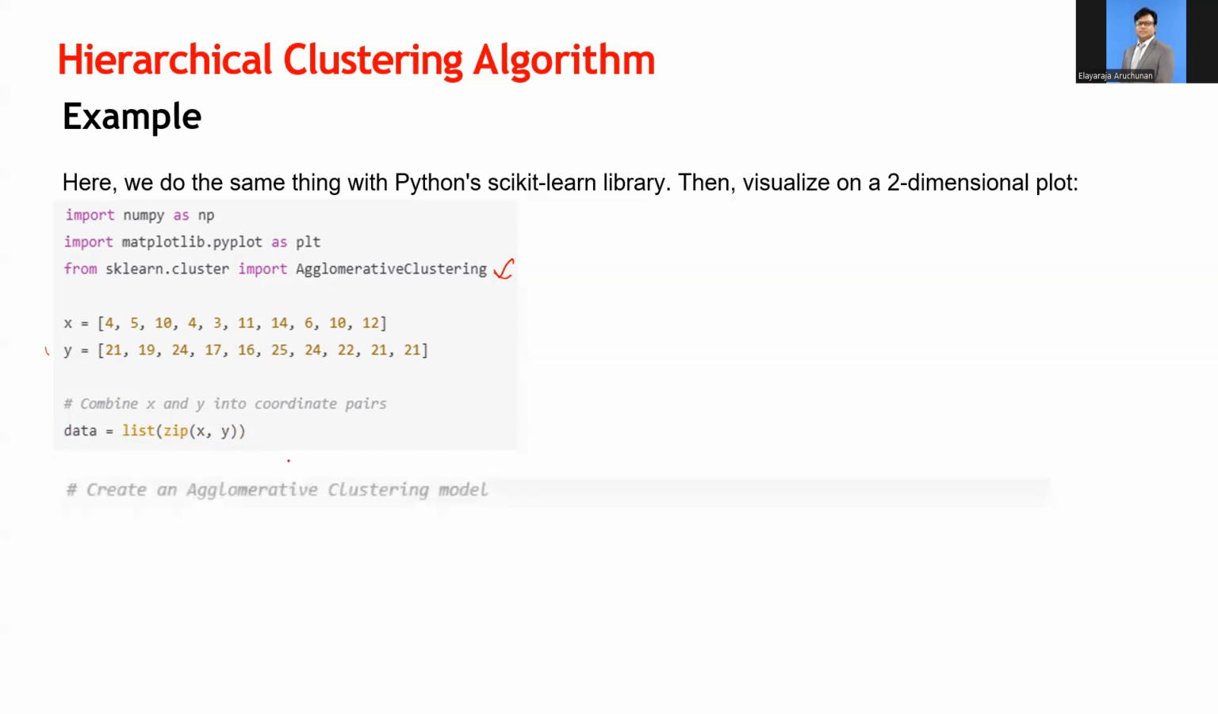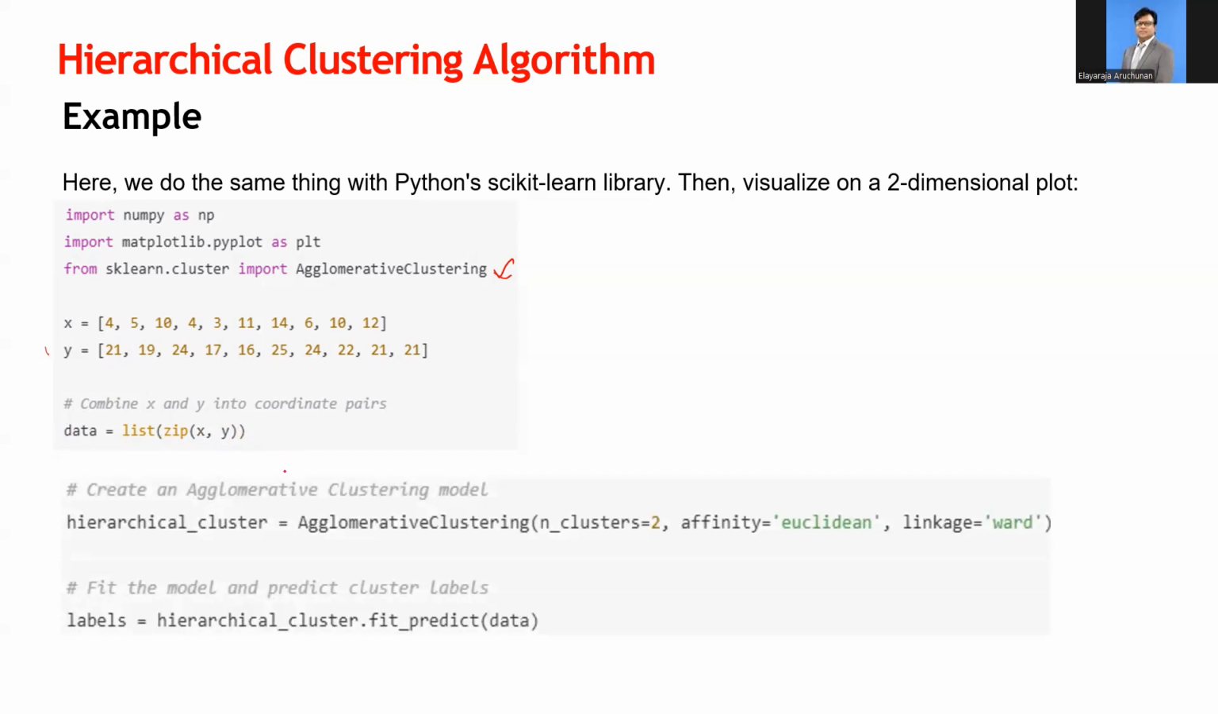Next, we're going to create an agglomerative clustering model. As usual, you need to write the code: hierarchical_cluster equals AgglomerativeClustering, n_clusters equal to 2, because we want two clusters. The affinity is equal to Euclidean, and then for the linkage method we're going to use Ward. Okay, so this is what we're going to do.